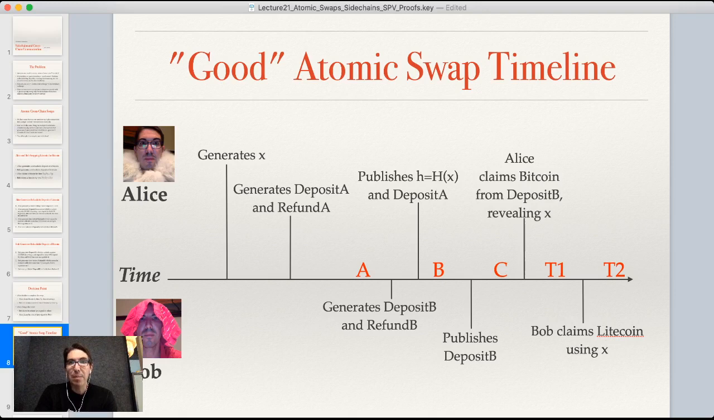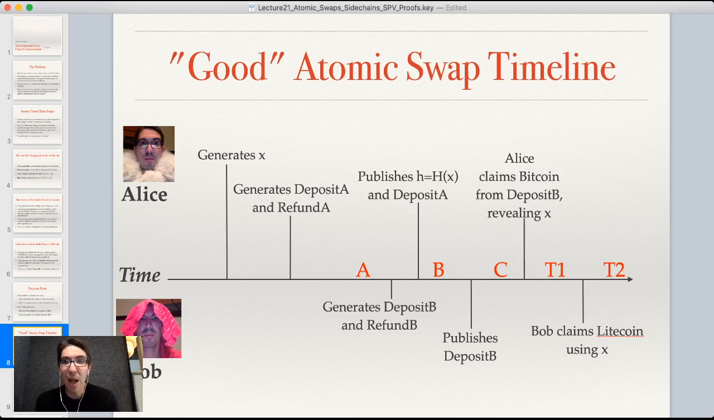After this, Alice publishes hash equals h of x and deposit A. So once Bob sees that Alice has done that, he publishes deposit B. Alice can now claim the Bitcoin from deposit B, and in so doing, she's going to reveal X, the original value. Which again is going to be very easy to check because she's already published H, which is the hash of X, so we just rerun the hash of X, so we know that that's correct. Bob now knows what X is, so he can now claim Litecoin because he already has the transaction signed by Alice. So this is in the good timeline.